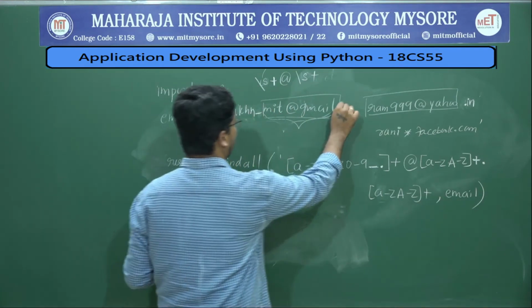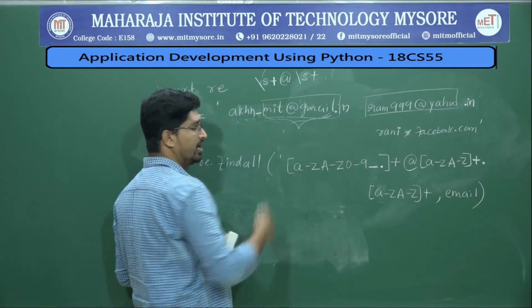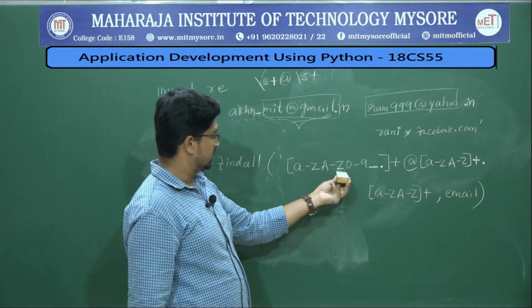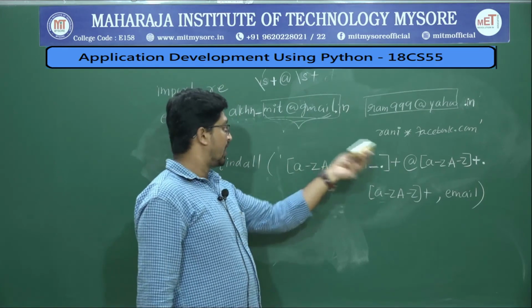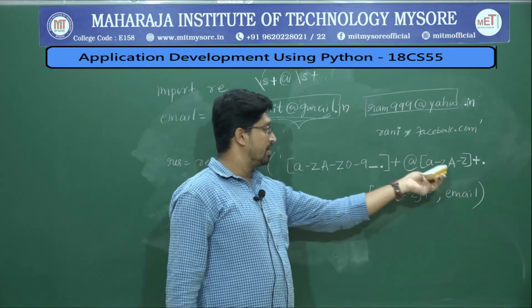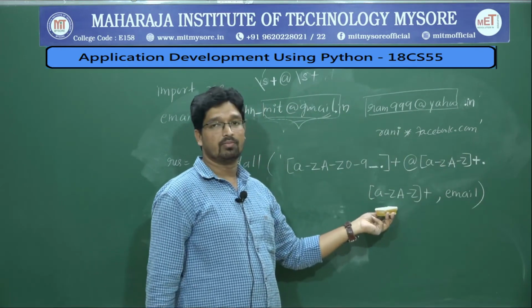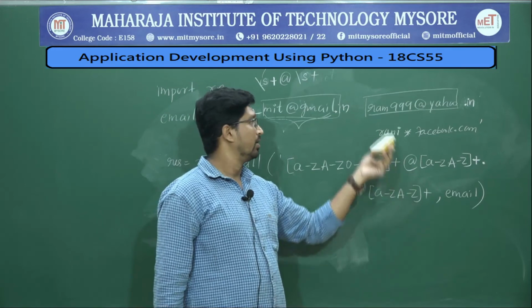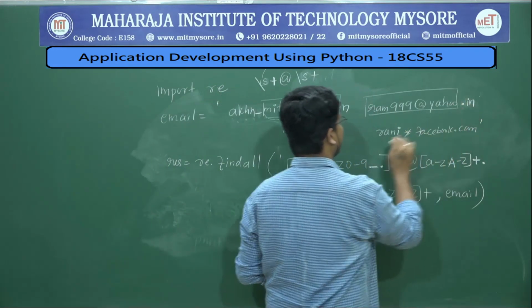Now if you write akhn underscore MIT at gmail.com, it is a valid string. Akhn underscore MIT is considered here, the at symbol, Gmail is considered here, dot, then in is considered from here. The same way ram at yahoo.in is also a valid input.